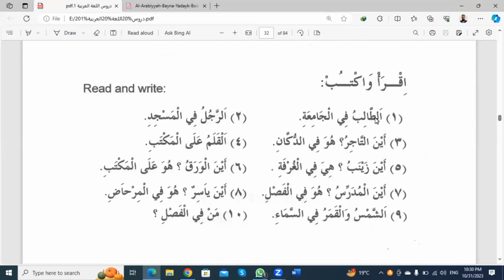So this is read and write. الطالب في الجامعة. Can you translate it? The student is in the Jamiati. It's university. الجامعة university. Yes. المدرسة school.